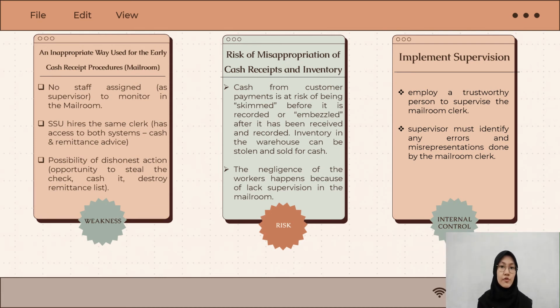It is known as supervision, where the supervisor must identify any errors and misrepresentations done by the mailroom clerk to ensure that the clerk does the task he or she is required to, and performs them properly. In short, supervision can be an effective control to prevent fraud in the mailroom rather than detecting fraud after it happened.